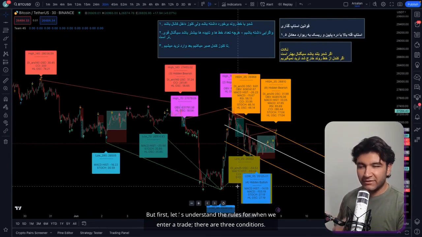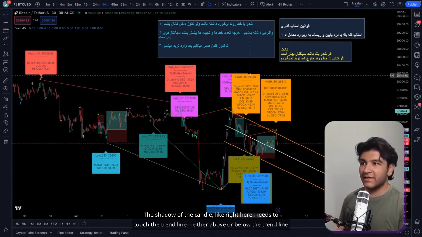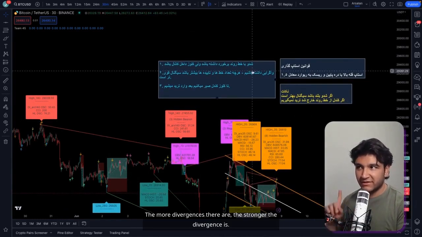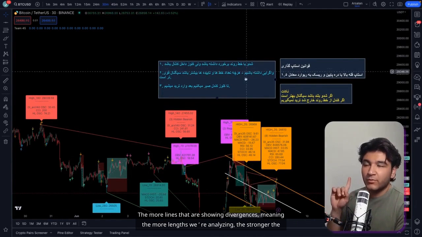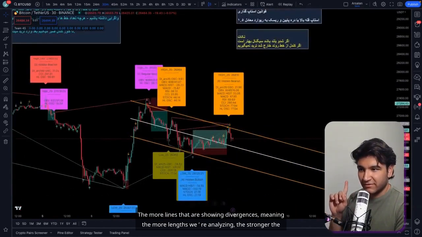But first, let's understand the rules for when we enter a trade. There are 3 conditions. The shadow of the candle, like right here, needs to touch the trend line, either above or below the trend line or the central line. The more divergences there are, the stronger the divergence is. The more lines that are showing divergences, meaning the more lengths we're analyzing, the stronger the divergence will be.